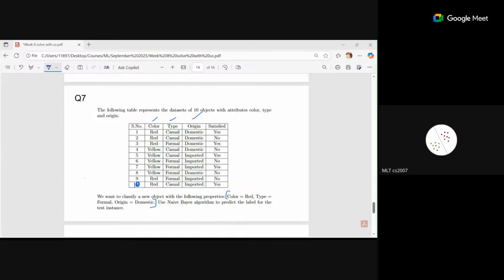Okay, so two of you have answered it to be no, and actually that's correct. Let me quickly go through this. What is it that we have to find out? This is my feature one, this is my feature two, this is my feature three, and this is my label y. I have to say what is the probability that y is equal to 1 given my x test, which is the color red, type formal, and origin domestic.